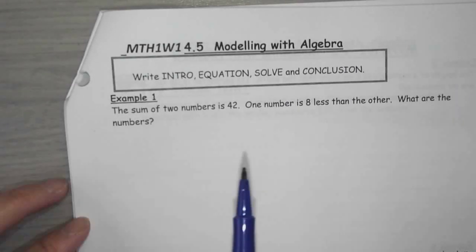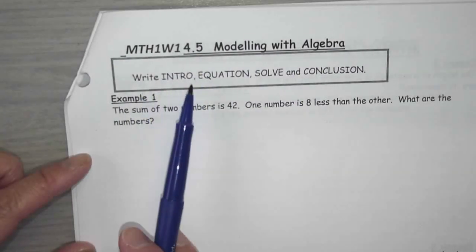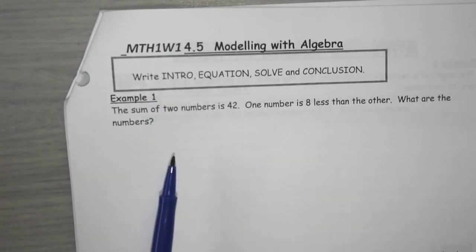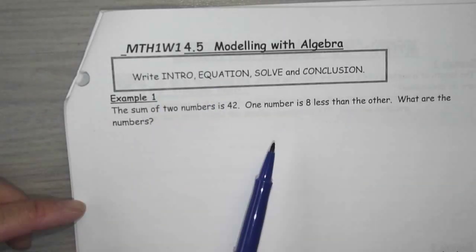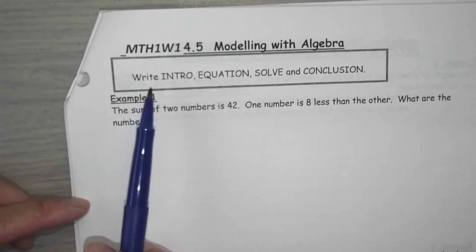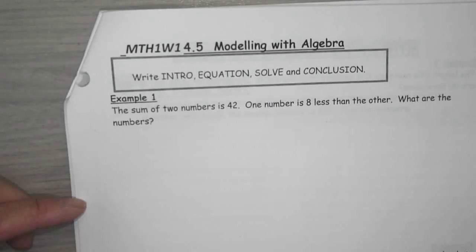Okay, we're starting here again. So we've still got modeling with algebra. We've got write an intro, equation, solve, and conclusion. So we're doing the introductory sentence, an equation, we're going to actually solve it, and the conclusion. The lesson I did before was intro and equation, and we didn't do the solve and conclusion. So we're going to finish it up this time.